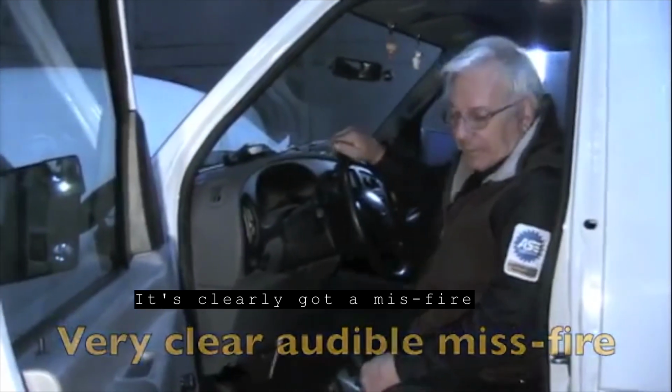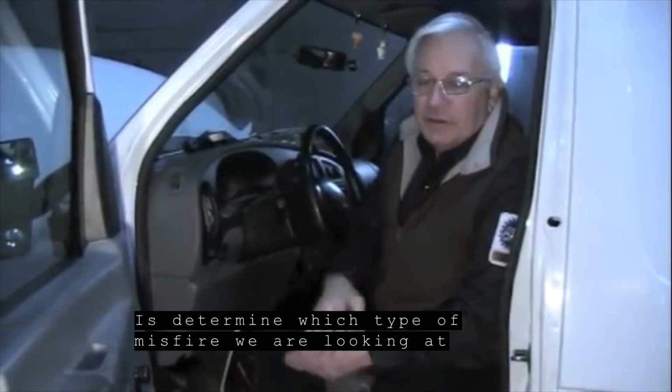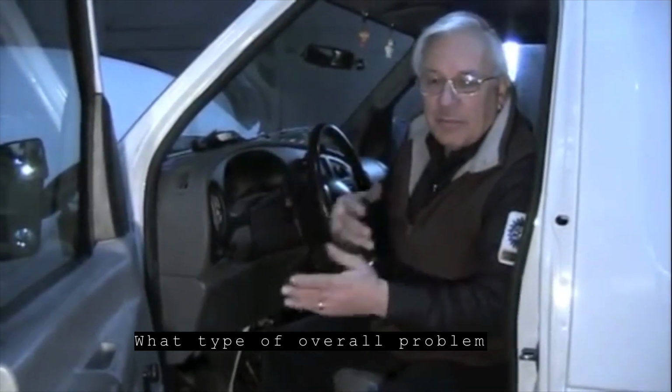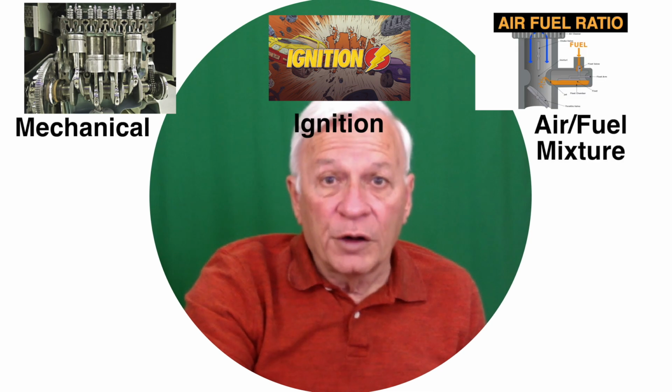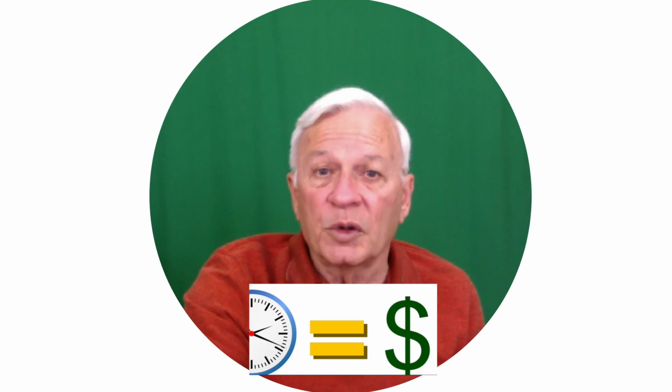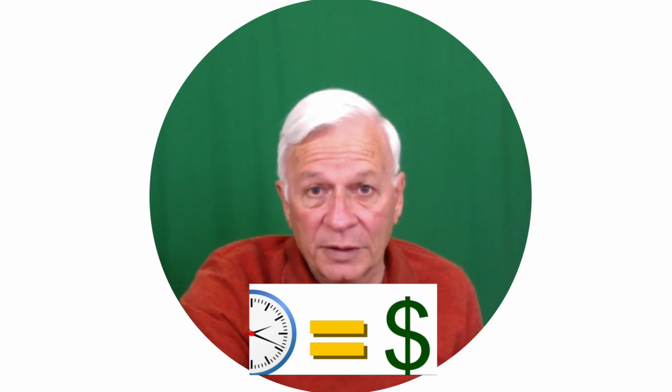Clearly got a misfire. Now the first thing we like to do on a misfire is determine what type of misfire we're looking at, the type of an overall problem. So how do we do that? Well, misfires can have several causes, so we need to narrow it down, and as quickly as possible. There are three types of engine misfires: mechanical misfires, ignition misfires, and air-fuel mixture misfires. Diagnosing each of these can be very time-consuming, and we all know that time is money, right? So the first thing we need to do is narrow it down.